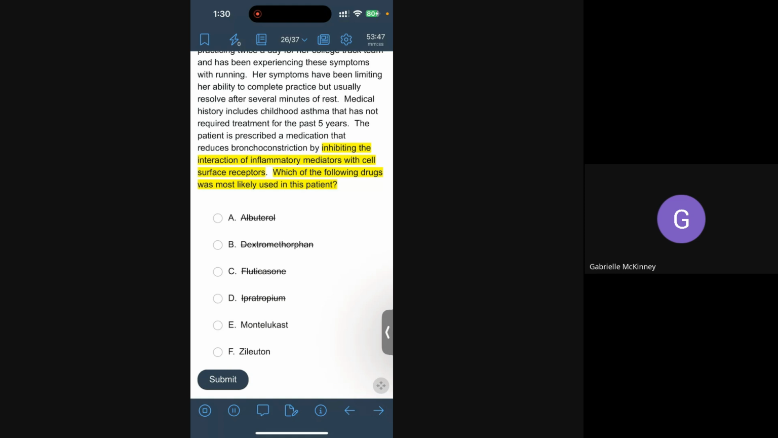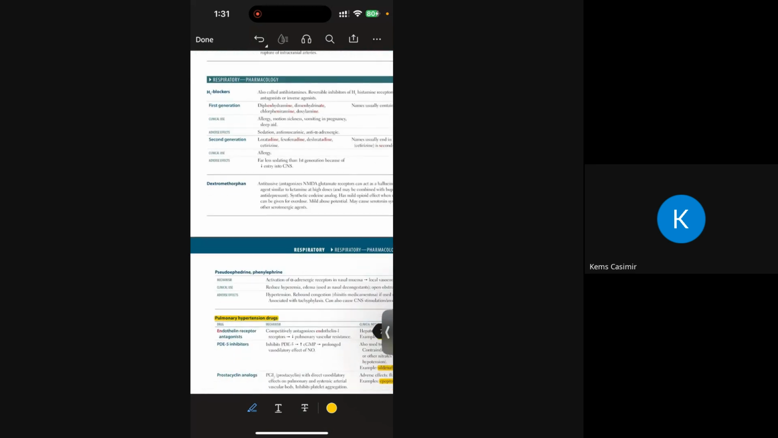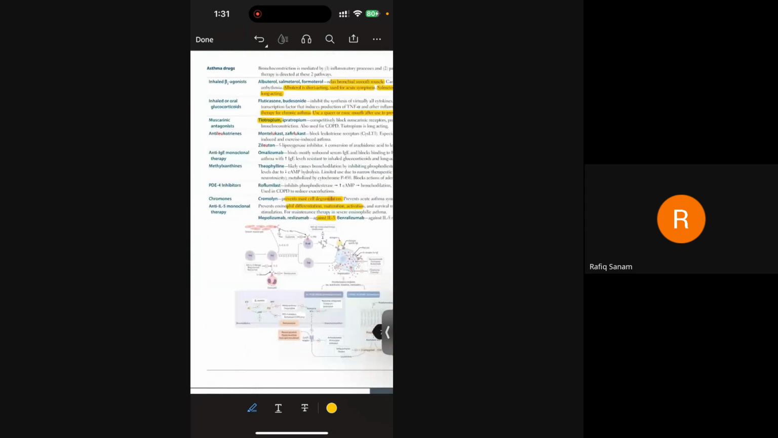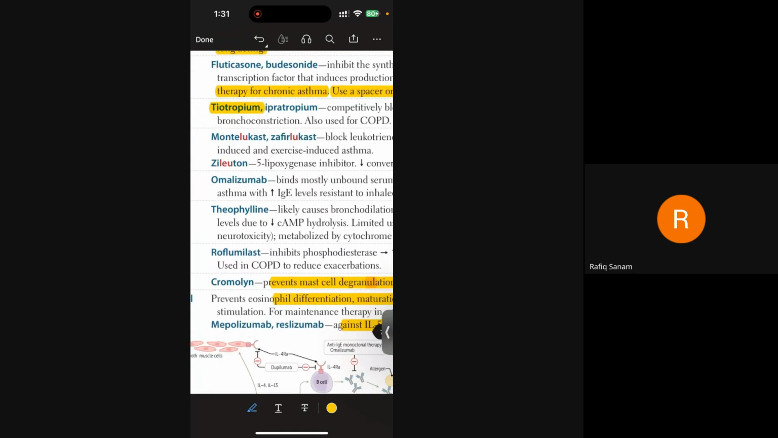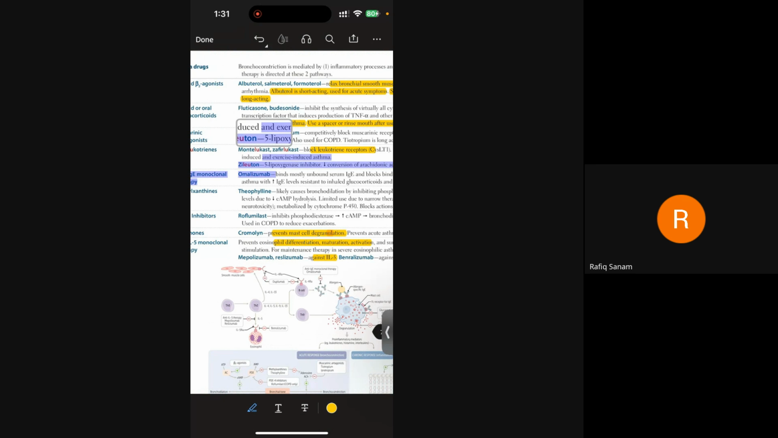Okay, we are left with option E and option F. Now you have to tell me the mechanism of action of montelukast and zileuton. Montelukast works against leukotriene receptors, and zileuton inhibits 5-lipoxygenase. Degranulation is stopped by cromolyn. Montelukast blocks the receptor, and zileuton stops the production of the inflammatory mediators.